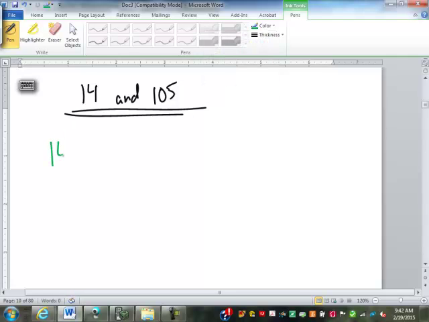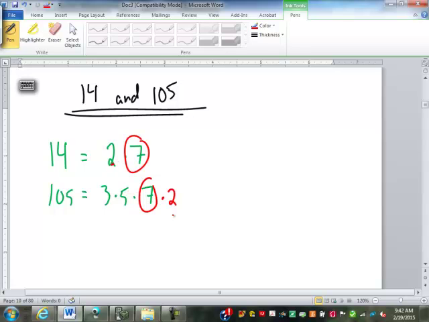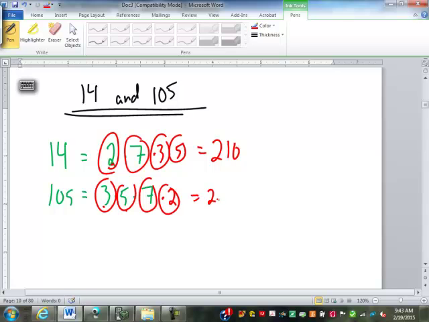So 14 factors into 2 times 7. 105 factors into 3 times 5 times 7, correct? So if we look at what they have in common, all they have is the 7. Well, the top one has a 2 that the bottom one needs, so we multiply by 2, so that's good now. The bottom one has the 3 and the 5, so we've got to multiply the top number by 3 and 5. Now we're good there. Multiply that all out, both of those come out to be 210.